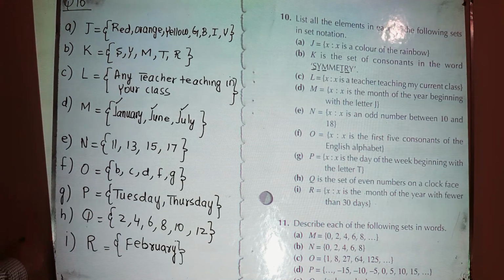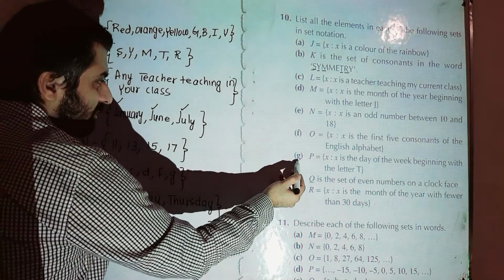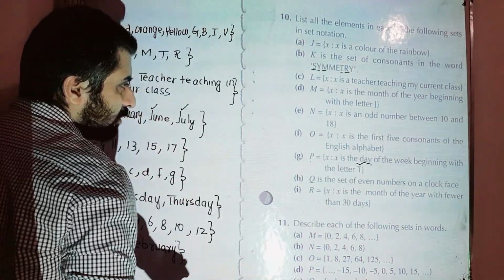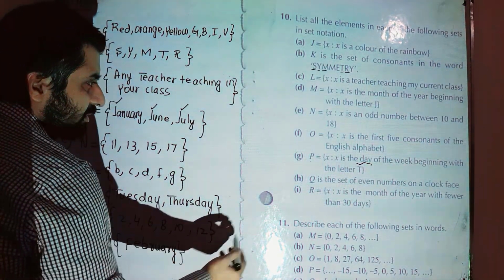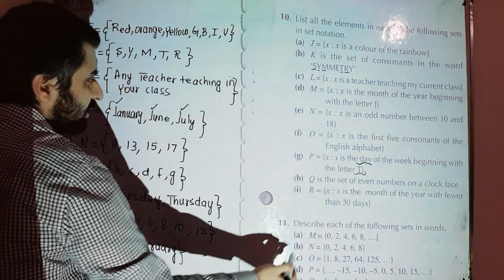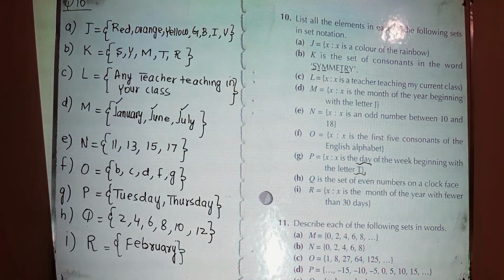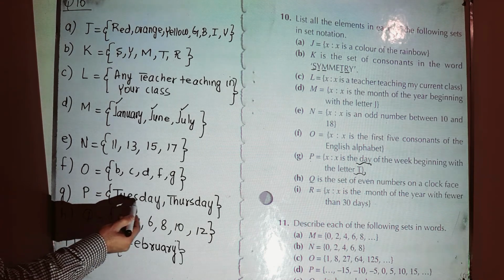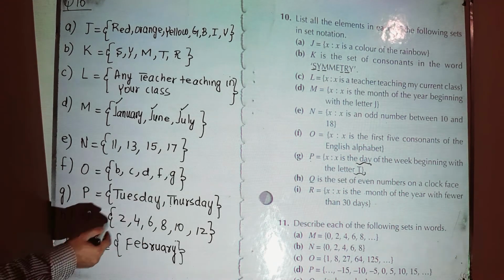Then a set P, part number G. A set P is the day of the week beginning with the letter T. So we have weekdays, and we have 2 weekdays that start with the letter T, that is Tuesday and Thursday. So that is the answer for this one.